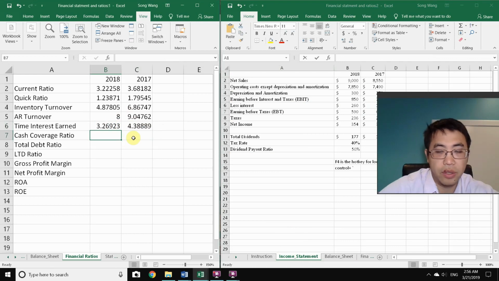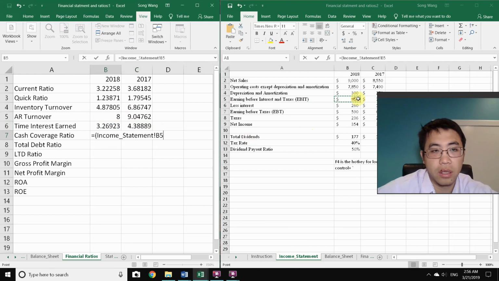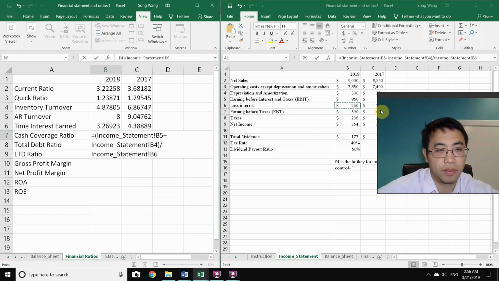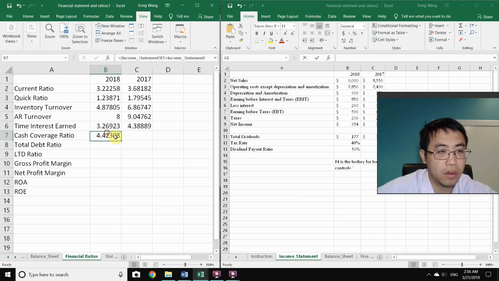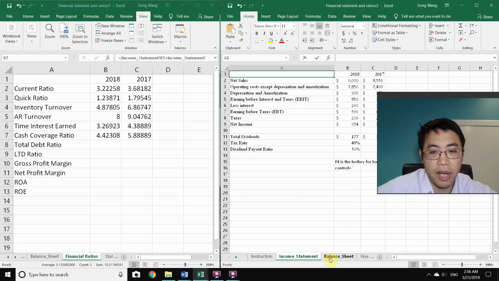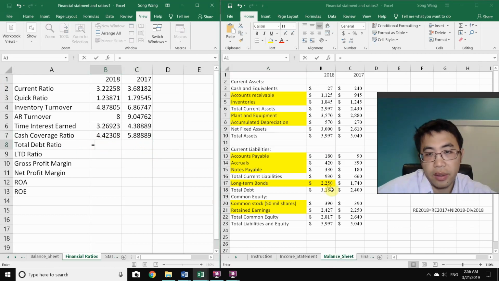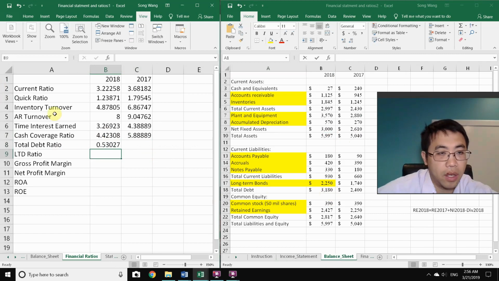And the cash coverage ratio, it is my EBIT plus depreciation. So I need to recover the depreciation, then divided by my interest. All right. And for total debt ratio, I need to get back to the balance sheet. The total debt ratio is my total debt divided by total assets. Okay, total debt divided by total assets, and then drag it.